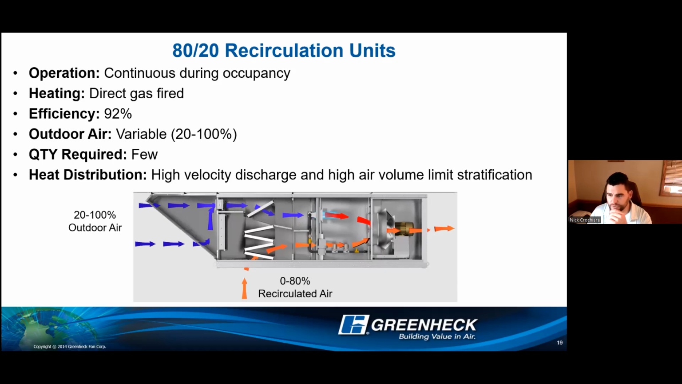Outdoor air is variable, 20 to 100. Again, anytime the unit is on, that little damper on top, 20% is always open, and then you can fluctuate whether you're in recirc or not. High velocity discharge, high air volume, limit stratification.